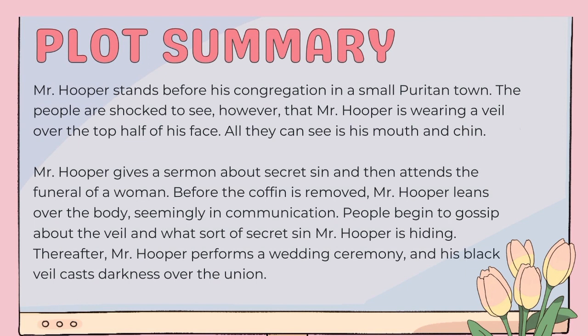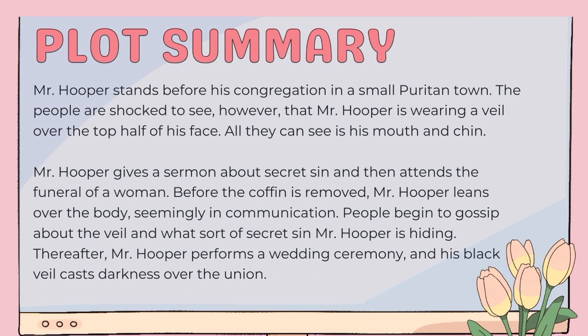So now, let's dive into the most exciting part, the plot summary of the story. This story begins with Mr. Hooper standing before his congregation in a small Puritan town. The people are shocked to see, however, that Mr. Hooper is wearing a veil over the top half of his face. All they can see is his mouth and chin.